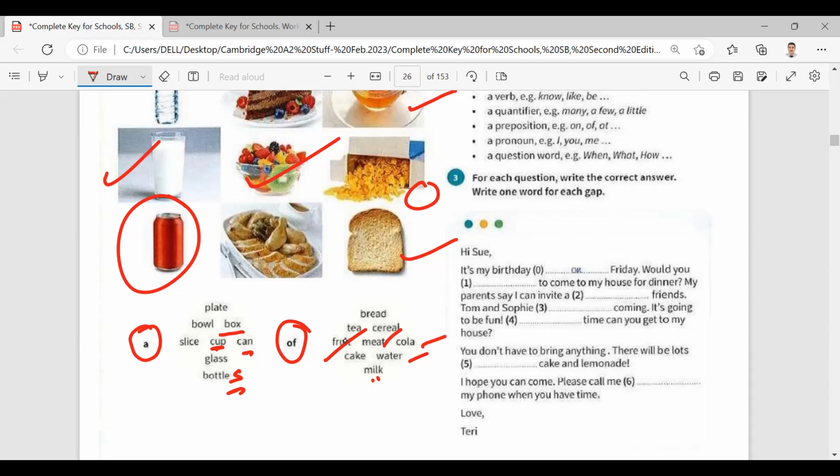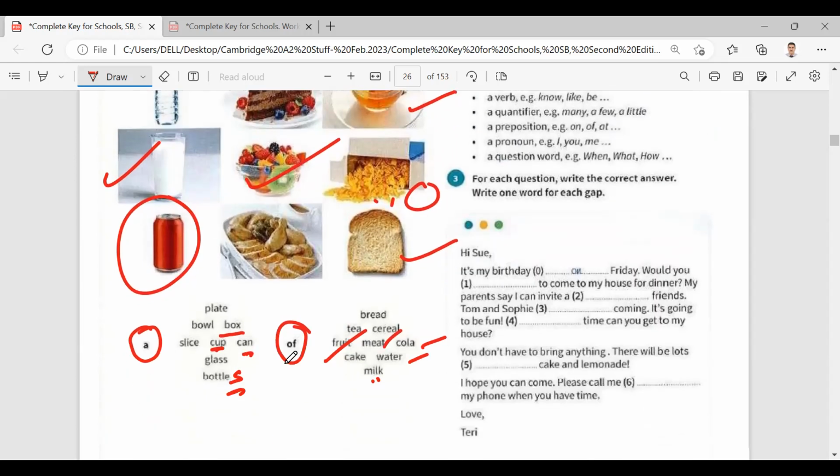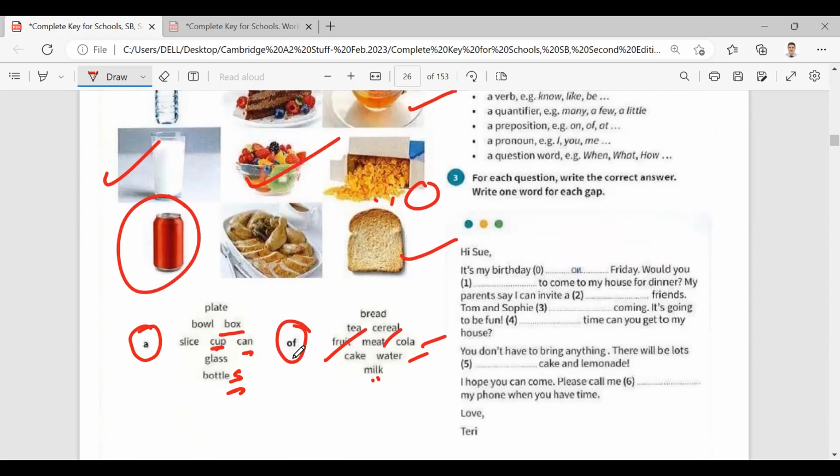A box of cake, or a slice of cake, or a box of cereal, as you see. Okay. Type plate. Plate. A plate of rice, a plate of meat, for example, a plate full of meat. So a plate, صحن يعني. Okay.